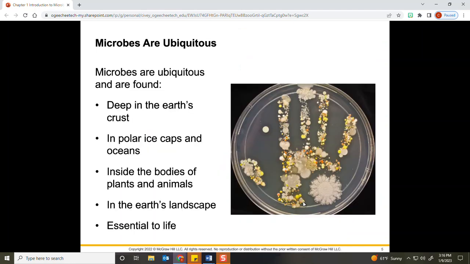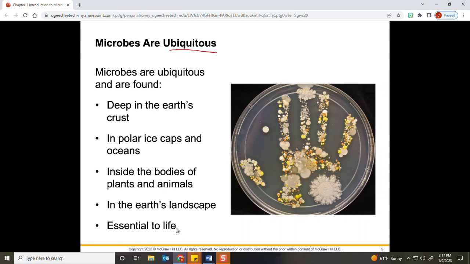Our next topic is microbes are ubiquitous, and ubiquitous simply means everywhere. They are found in the deepest areas of the Earth's crust. They are found in polar ice caps. They're found in oceans. They're found inside the bodies of plants. They're found in the bodies of animals. They're all over the place. They're in the Earth's landscape, and basically they're essential to life.